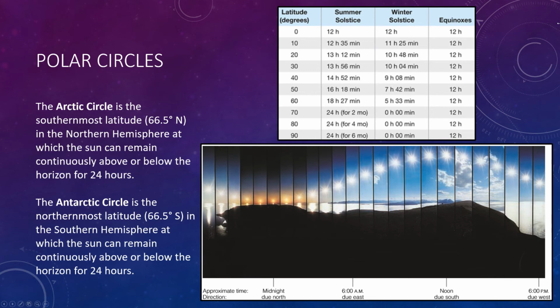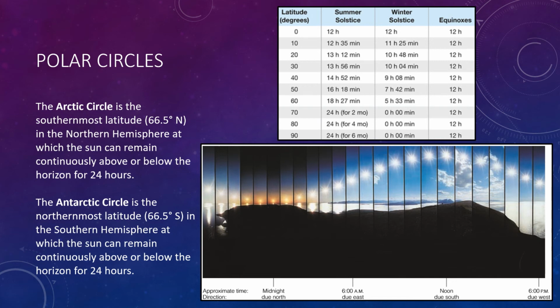The Arctic Circle is the southernmost latitude, that is 66.5 degrees north, in the northern hemisphere, at which the sun can remain continuously above or below the horizon for 24 hours. The Antarctic Circle is the northernmost latitude, 66.5 degrees south, in the southern hemisphere, at which the sun can remain continuously above or below the horizon for 24 hours.